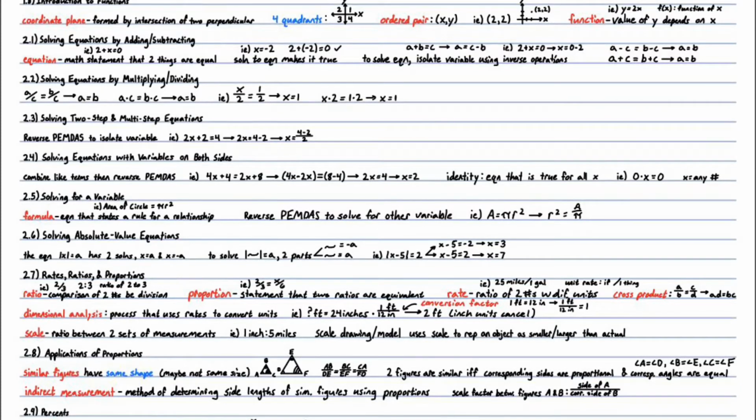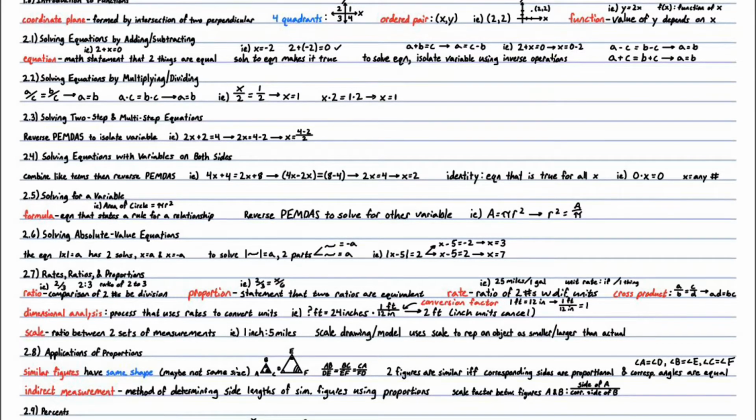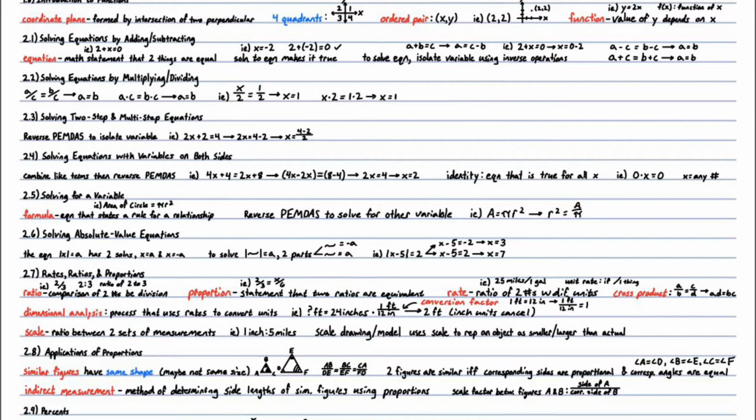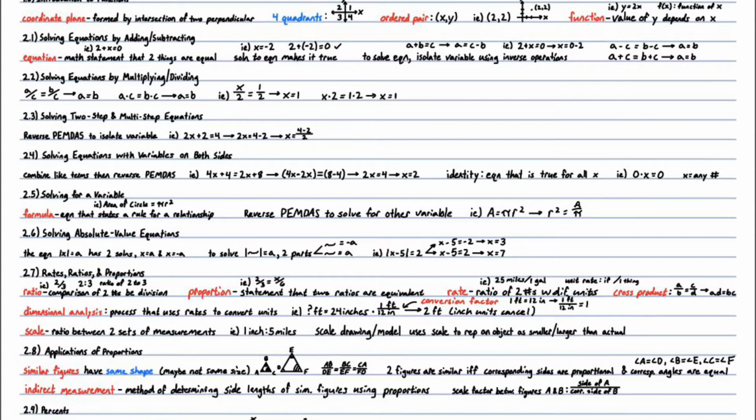Solving absolute value equations. The equation absolute value of x equals a has two solutions. X equals a and x equals negative a. To solve the equation absolute value of expression equals a has two cases. Expression equals a or expression equals negative a.